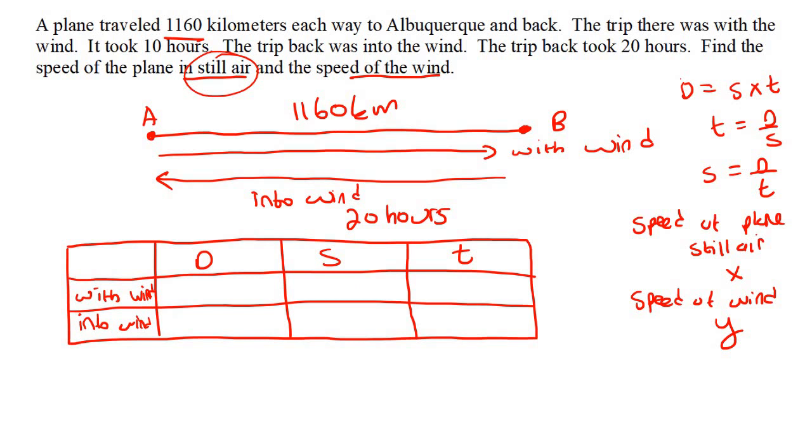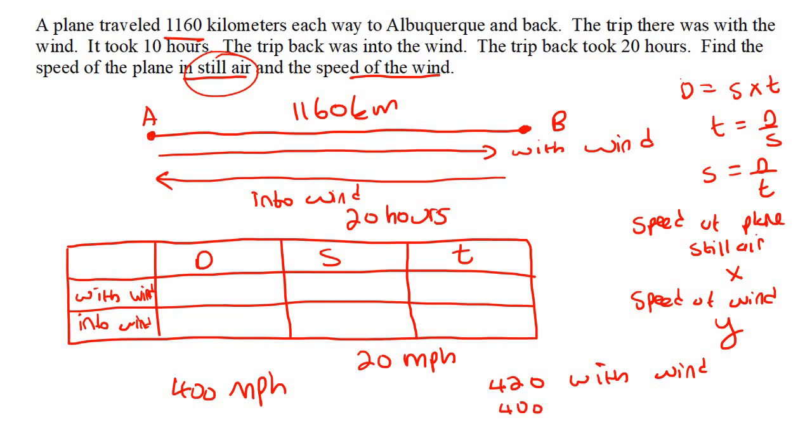Let's say your plane can fly 400 miles per hour. That's how fast your plane can go when there's no wind. Suddenly there is a 20 mile per hour wind. Then how fast would your plane go if it goes with the wind? Well, with the wind it would go 420 because it can go 400 by itself plus the wind of 20. That would be with the wind. If it goes against the wind, then it would be 380 because it can go 400, but then the wind is slowing it down because the wind is blowing into it.